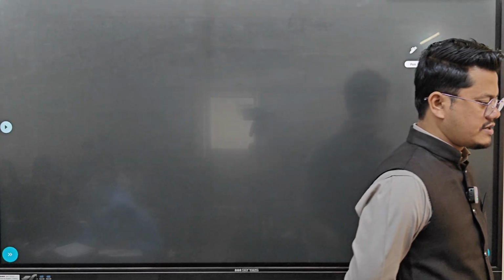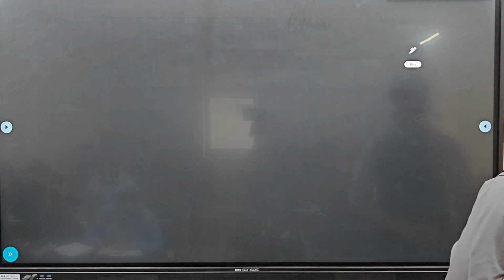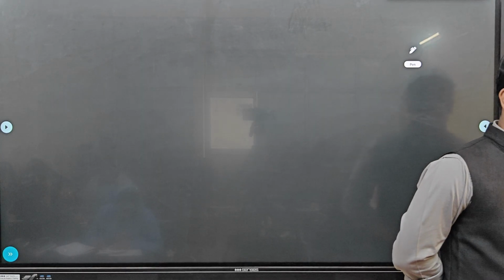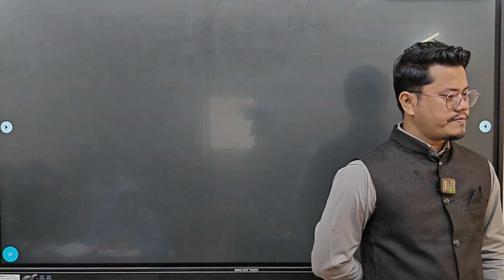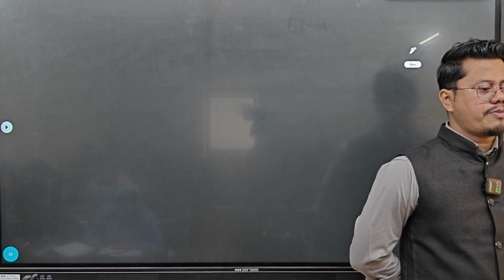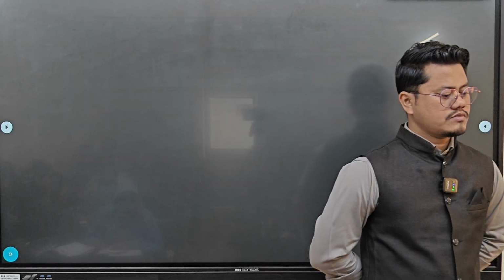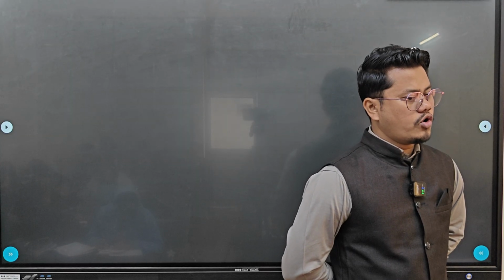Power of a lens. Just write: the ability of a lens to converge or diverge a light ray is known as power.